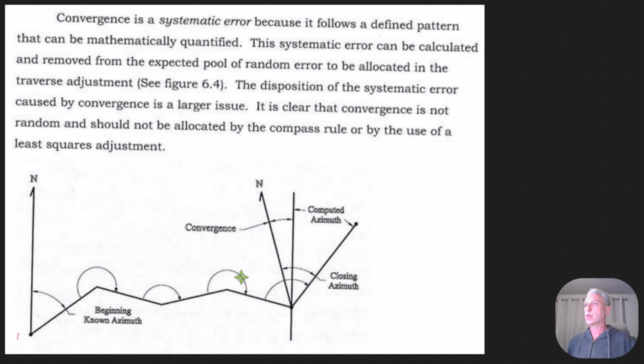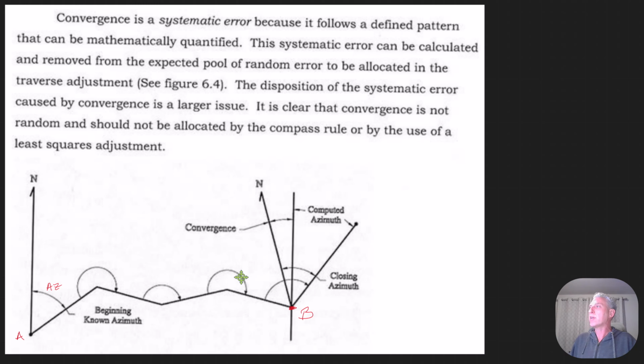So we start our traverse at point A and calculate a known azimuth in the beginning. So this is our beginning azimuth. And as we move along, we calculate angles right, add them to our azimuth, mod out 360 when we need to, and we end up over here at point B. And I'm just showing this image mostly because I got to talk about convergence being a systematic error and needing to be removed before we contaminate the computed results in an adjustment.